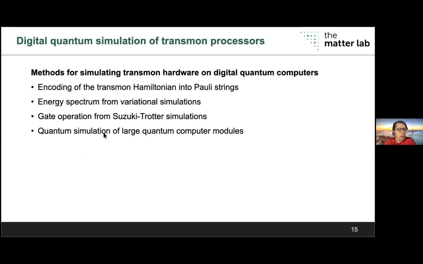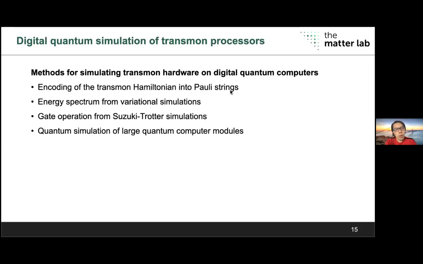Firstly, I have to tell you what the translation of the Hamiltonian that I showed you earlier is in terms of Pauli strings, because this is the language of the digital quantum computers that are typically used by IBM or Google, any quantum computers you are familiar with, right? So they are typically talking about Pauli strings. So it's important that this transmon Hamiltonian has to be translated into the language of those digital quantum computers, right?